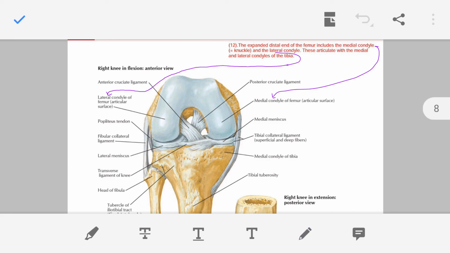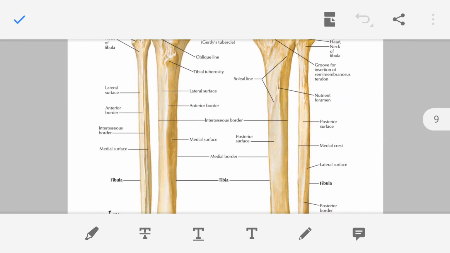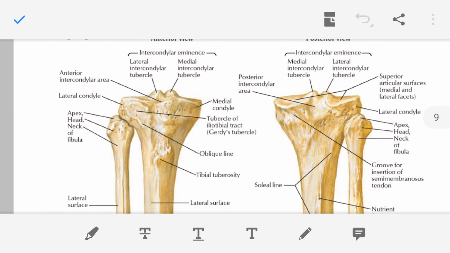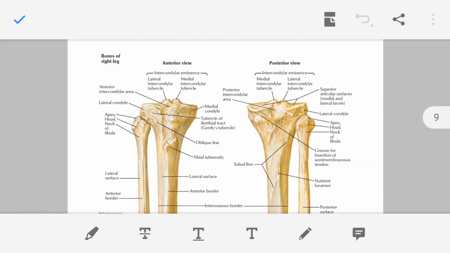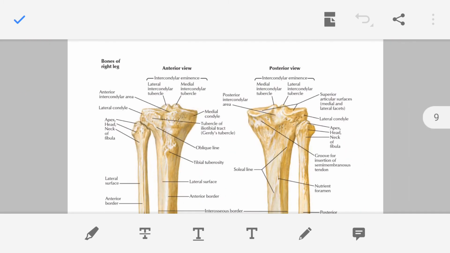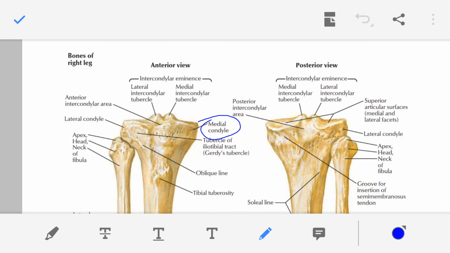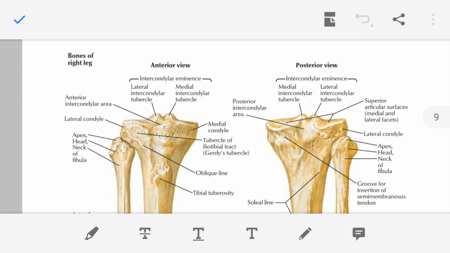Here in this figure the name is not written, so I will show you one more figure. For example, over here this is the figure of tibia and fibula, and in this figure this is the medial condyle, lateral condyle.